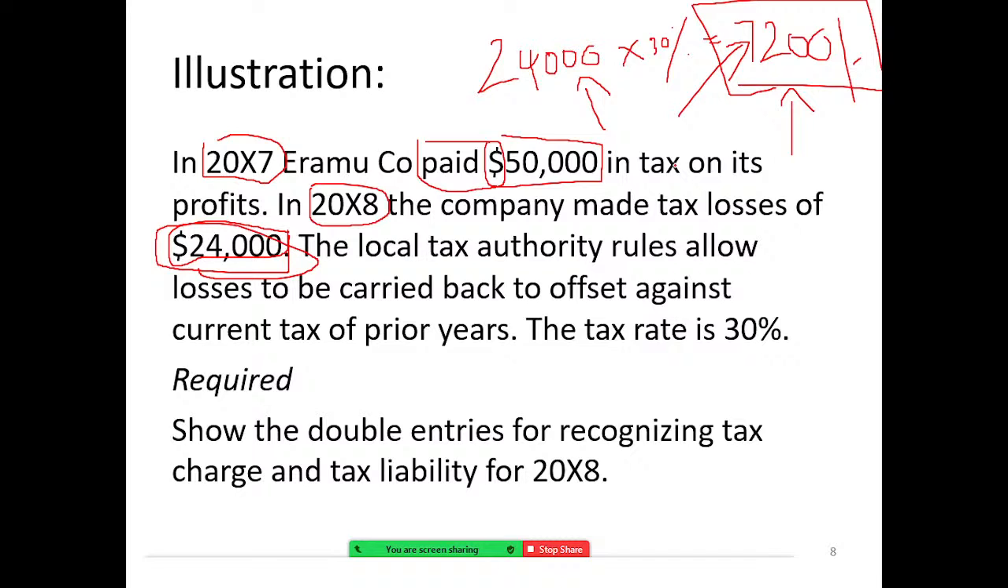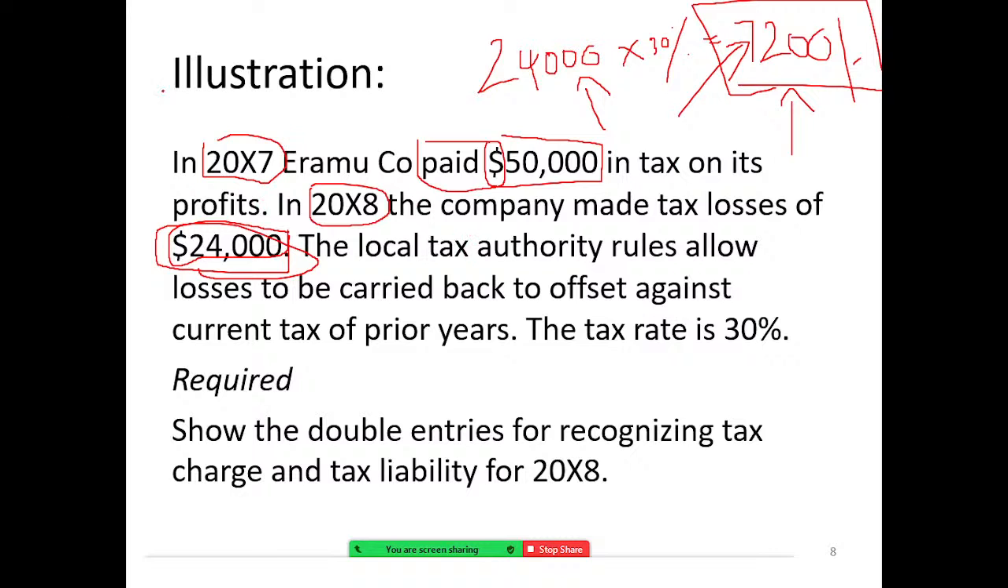This is a tax loss. It means it's a benefit. It's an asset. It's not a liability. It's kind of a benefit, kind of a profit to the company. In other words, it's kind of income, so it should be credited in the PL account, the income statement, and it should be debited in the asset, in the balance sheet. So the double entry will be here.